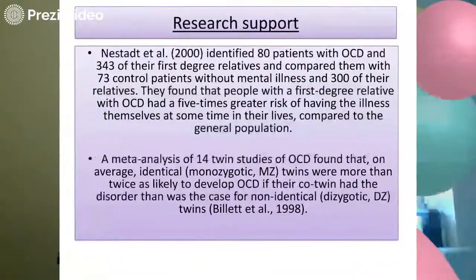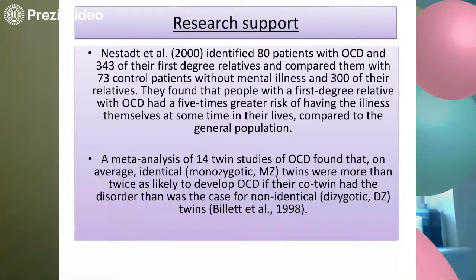The first one looks at 80 patients with OCD and their first degree relatives. This is like brothers and sisters. They found that when they compared them to control patients who didn't have mental illness and their relatives, if you had a first degree relative with OCD, you were 5 times more likely to have the illness yourself.